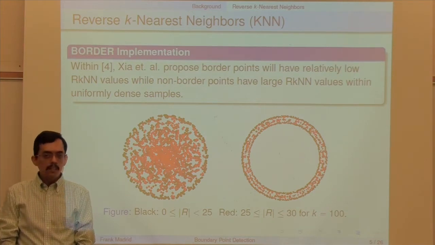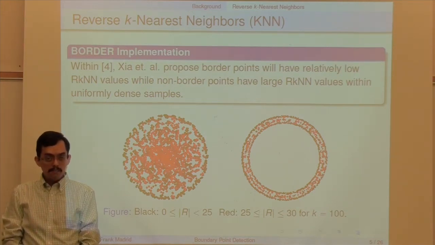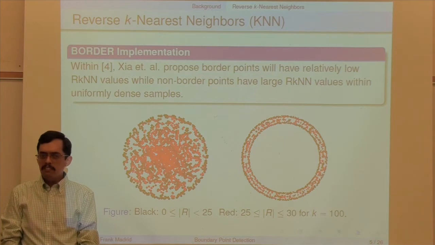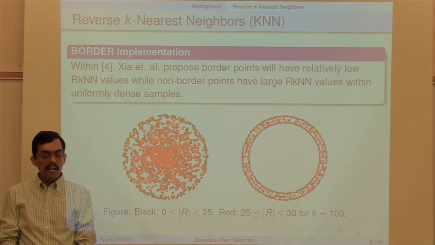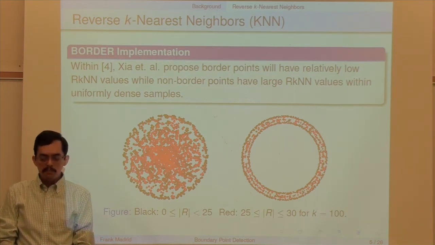Within the example, boundary points depicted in red have relatively high RkNN values, or an RkNN value greater than or equal to a particular value of alpha, a threshold, while the points depicted in black have an RkNN value lower than this particular value.